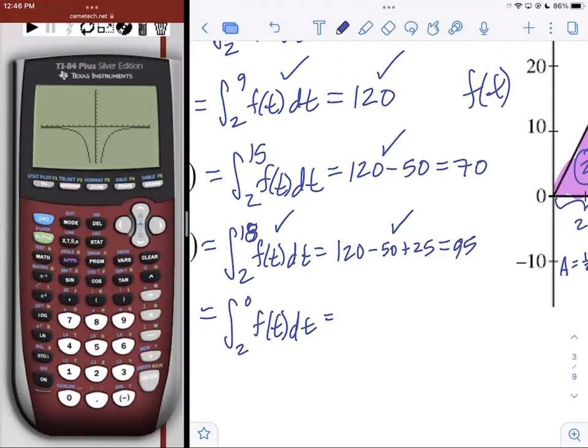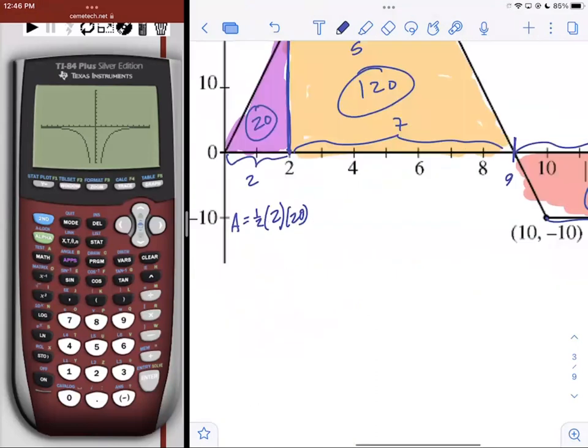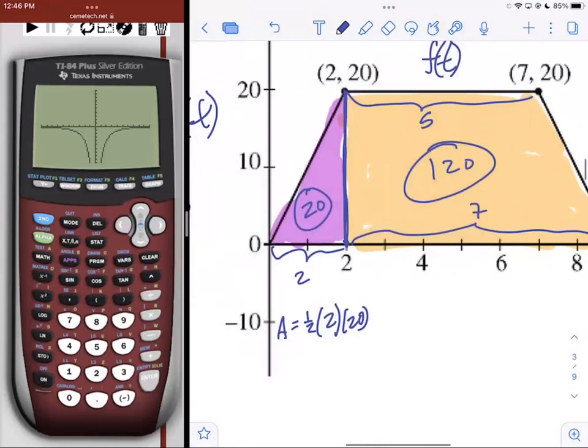Now, the last one, big F of 0. That's the integral from 2 to 0. What's funky about that one? Yeah, it's backwards, right? It's backwards. So it's the opposite of what it normally is. We're watching the film in reverse. So first of all, it's a triangle from 0 to 2, 1/2 the base times the height.